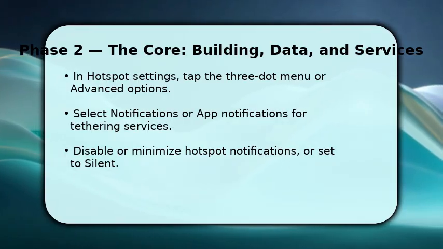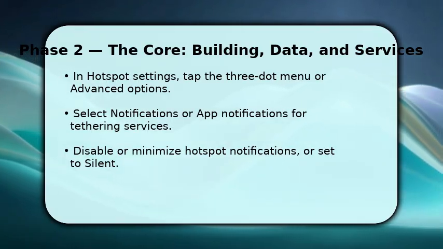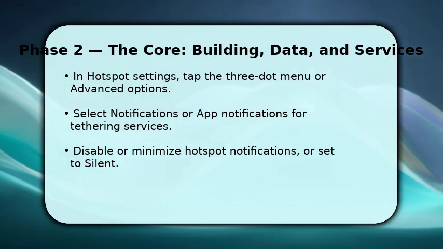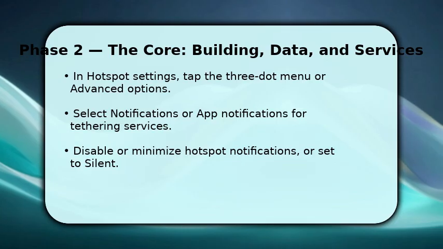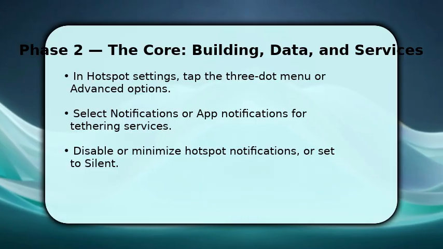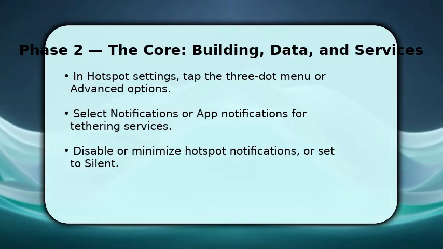You'll see options like Show Notifications, Importance, or Silent. Set the channel to silent or turn off notifications outright to stop persistent banners. Doing this at the channel level prevents the system from re-enabling alerts after updates, which is why it's more reliable.